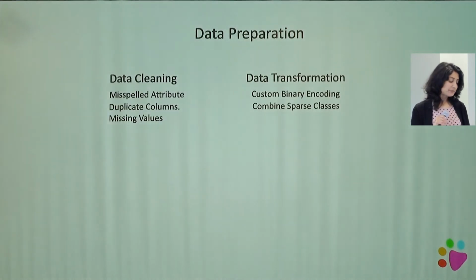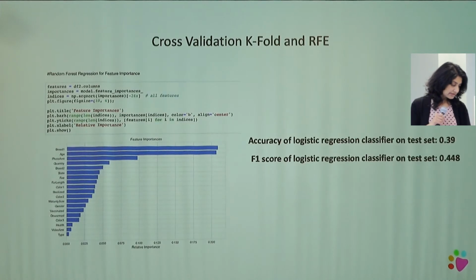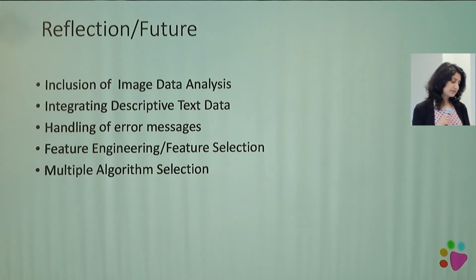The next step was data preparation, and then I built the logistic regression with cross-validation, but I didn't finish it. This is as far as I have gone. I'm still working on it. That's all I have got. Thank you.